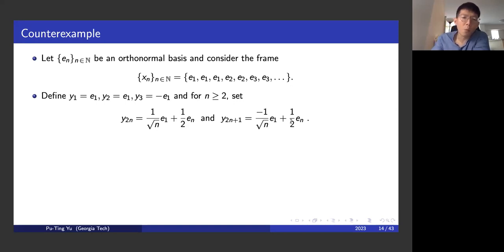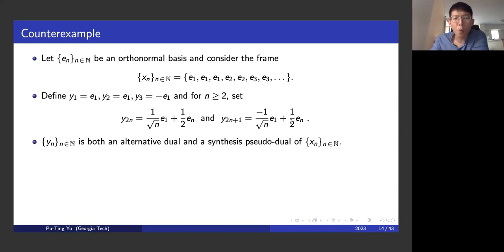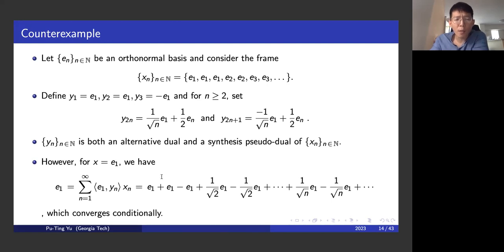So under this definition, we can show that yn is both an alternative dual and the synthesis pseudo-dual associated with xn. But the thing is, for x equals e1, we can see that the sum of xn multiplied by the inner product of e1 and yn is equal to e1 plus e1 minus e1 plus 1 over square root of 2 e1 minus 1 over square root of 2 e1 plus the other terms. And we can see that this infinite sum converges conditionally, because when we change the negative signs to positive, we get a divergent series. So that means this infinite series converges only conditionally.